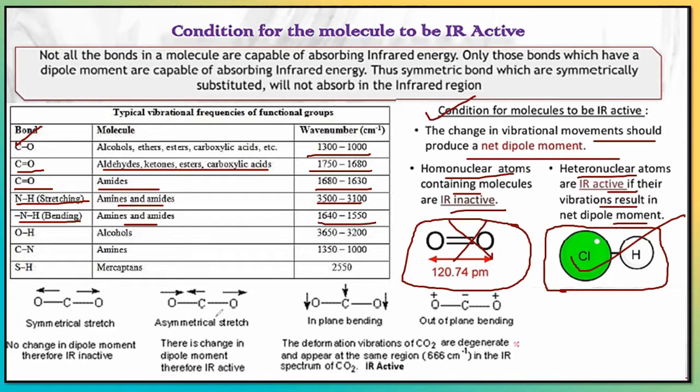Now, for carbon dioxide with C double bond O, different forms are given: asymmetric stretch, symmetric stretch, in plane bending, and out of plane bending. So basically stretching and bending are the two different types of vibration by which we find out whether a given material is IR active or not. Stretching can be of two types: symmetric stretch and asymmetric stretch. In the symmetric stretch, stretching is done from both sides equally, but in the asymmetric stretch, different stretching is done on each side.